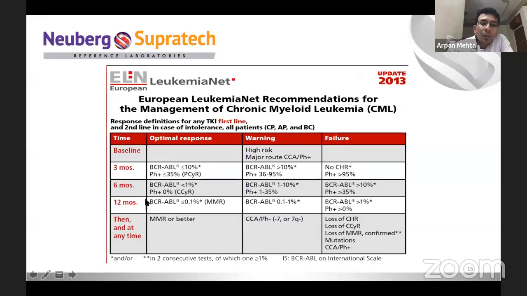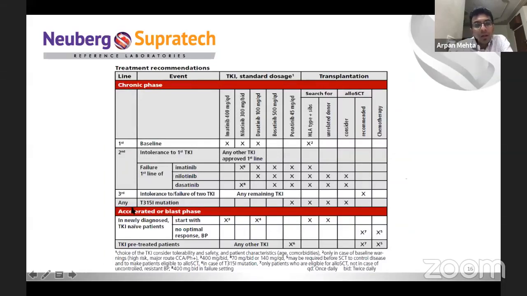For example, at 12 months, we are expecting that the BCR-ABL1 level would be less than 0.1%. That is major molecular response, failing which we will call it a warning if it is 0.1 to 1%, or failure if it is more than that. And depending upon the response, an appropriate tyrosine kinase inhibitor can be administered. So if there is a T315I mutation, we will go for ponatinib or transplant. This is how we interpret this table.